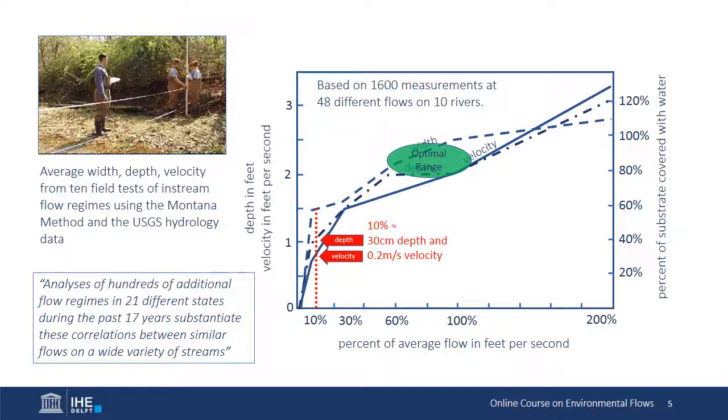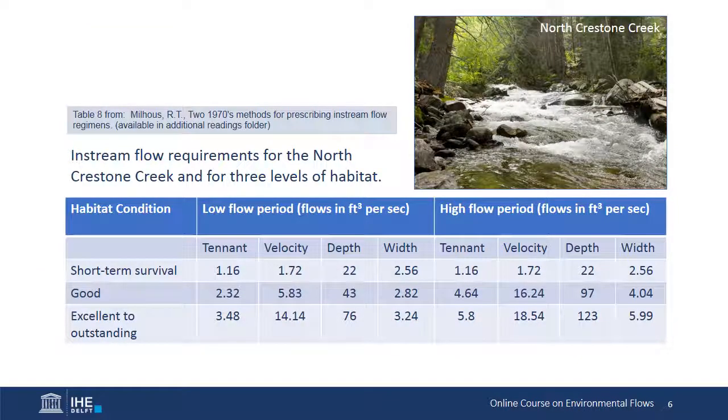But some later critics of the method latched on to the specific values of depth and velocity that were cited in this 1975 report. As an example of the sort of criticism leveled against the Tennant method, I've included in the additional reading for this unit a simple and recent comparative analysis made by Robert Milhous. He applied the Montana method to two rivers, one which is similar in size to those used to test the method in the 1970s, and one small Colorado mountain stream, North Crestone Creek, which is only a fraction of the size of the larger river.